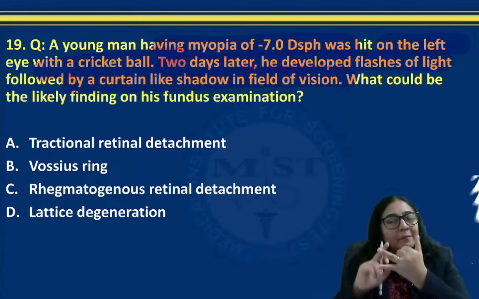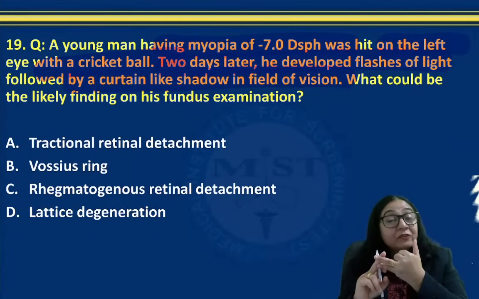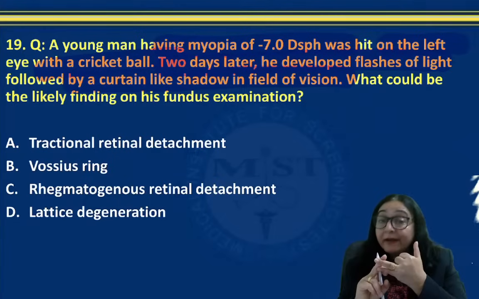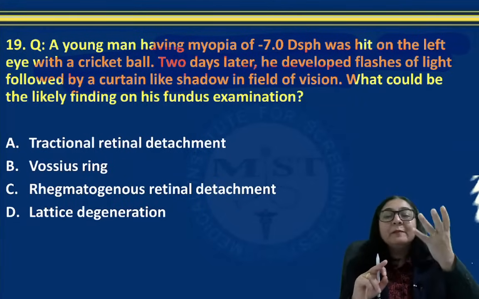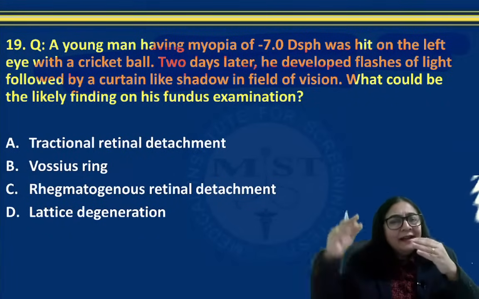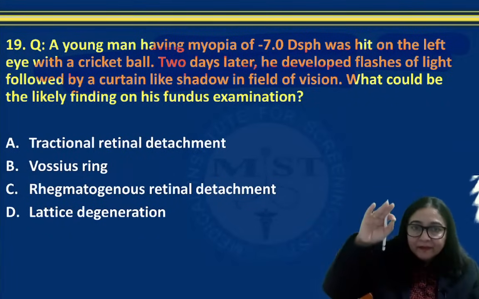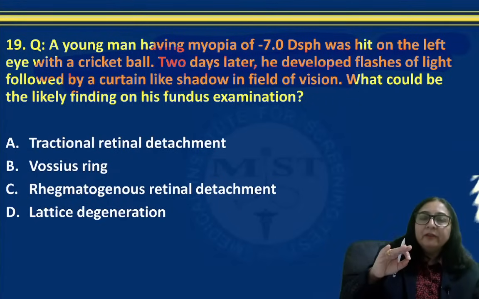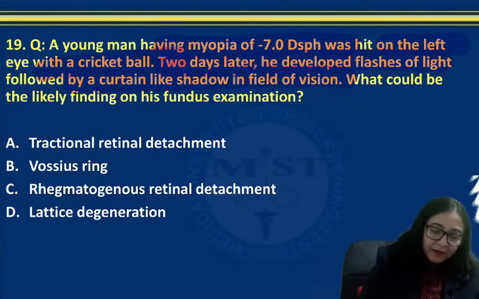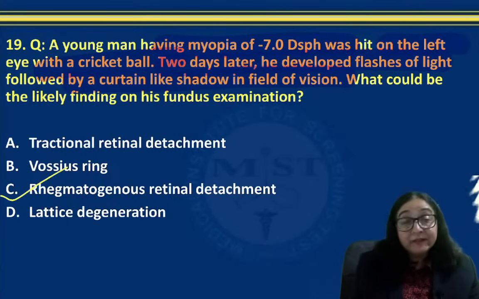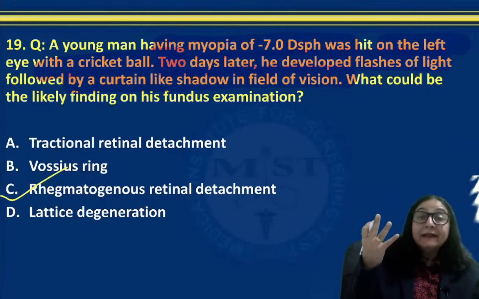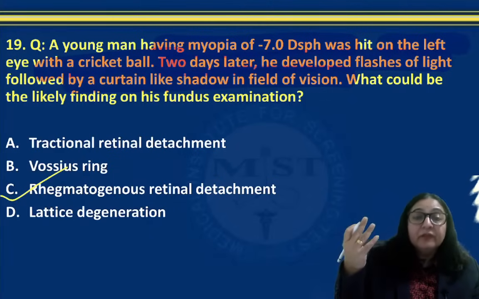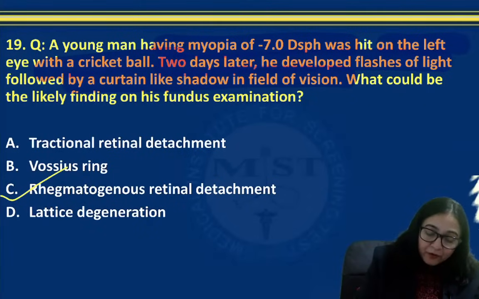Trauma in a myopic patient who is at risk of developing retinal tears or retinal breaks has flashes of light. There can be increased floaters also, and a curtain-like shadow. So when there is this curtain-like shadow in the field of vision, make sure that you mark your answer as rhegmatogenous retinal detachment. Tractional retinal detachment will not cause a curtain-like shadow. It's usually slowly progressive.